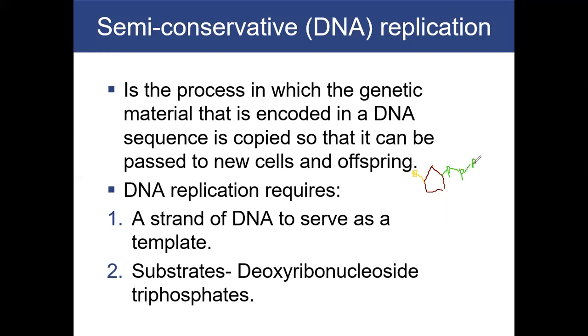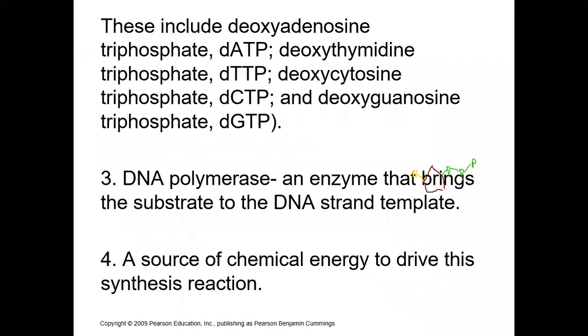phosphate 3. Okay, so these molecules that are floating around in the matrix of the nucleus, these are what actually serve as a substrate, and we call them deoxyribonucleoside triphosphates. Now let me stop annotating so I can go to my next slide.